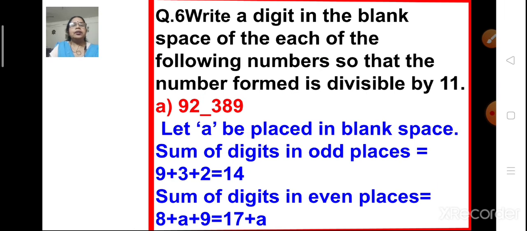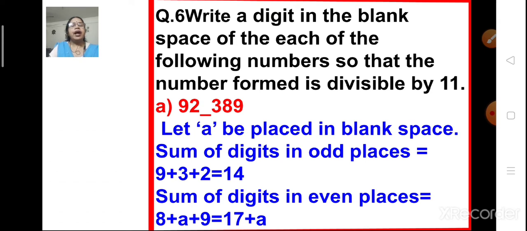Let's look at the next question, question number 6. Write a digit in the blank space of each of the following numbers so that the number formed is divisible by 11. So what is the rule of divisibility for a number to be divisible by 11? We have to find the sum of the digits in odd places, and then the sum of the digits in even places, and then we find the difference of the two sums. If the difference is 0, 11 or a multiple of 11, then the number will be divisible by 11.